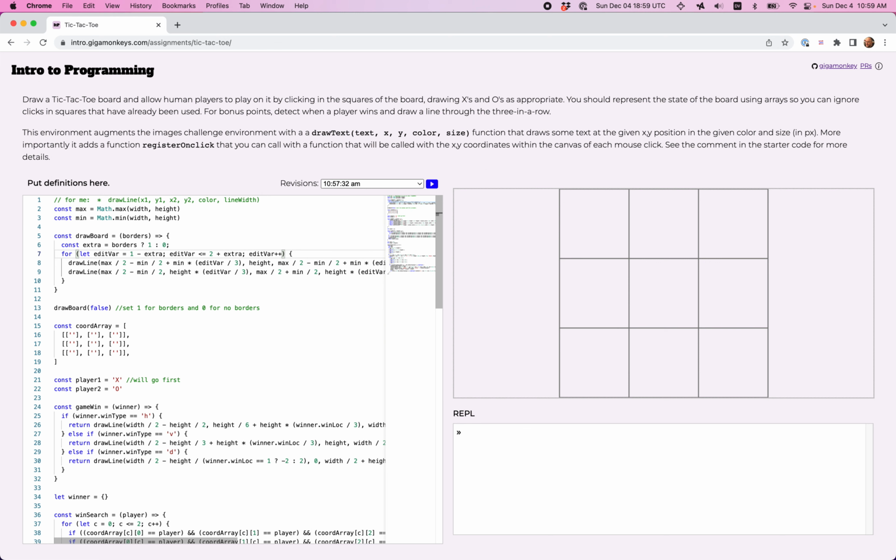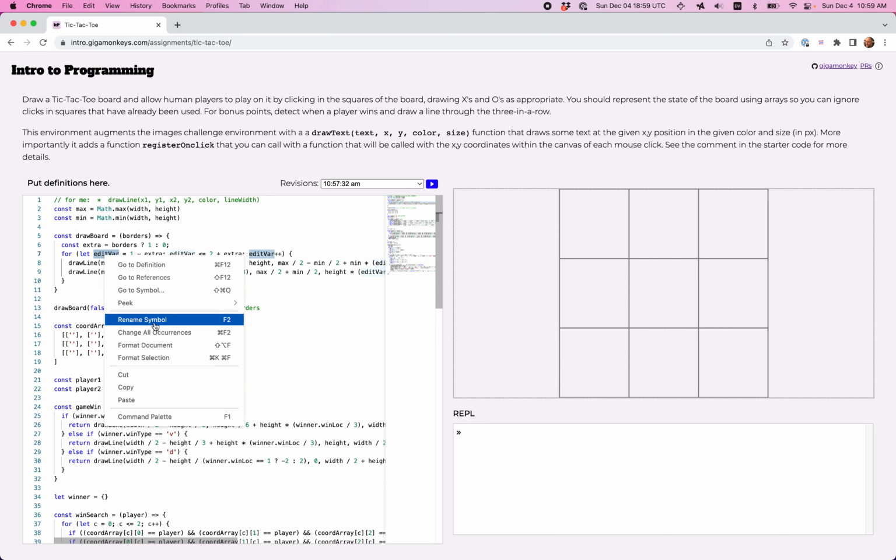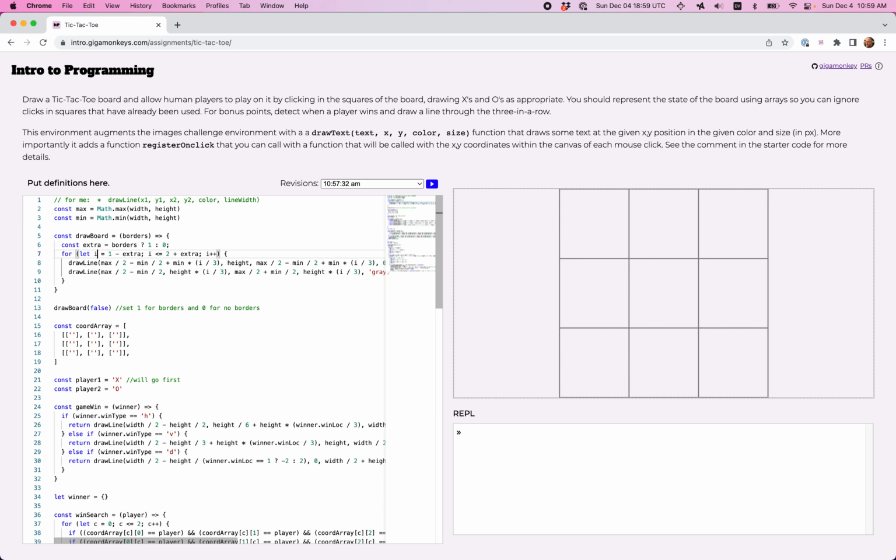Typically, there's no reason to use plus equals 1 if you're just incrementing by 1, and in loops it's particularly idiomatic to use the plus plus operator. Okay, editVar is a kind of funny name. I don't know what that means. I mean, of course it's a variable, and edit, I don't really know what's going on there. It's not exactly i, but i is such a traditional loop variable that I would probably rename this i.